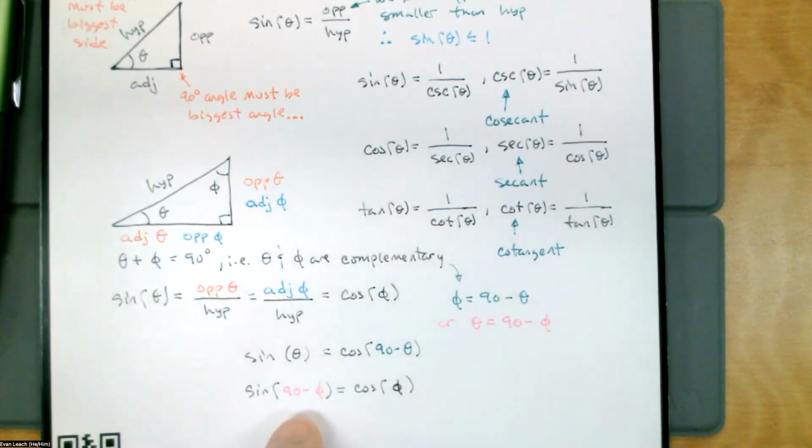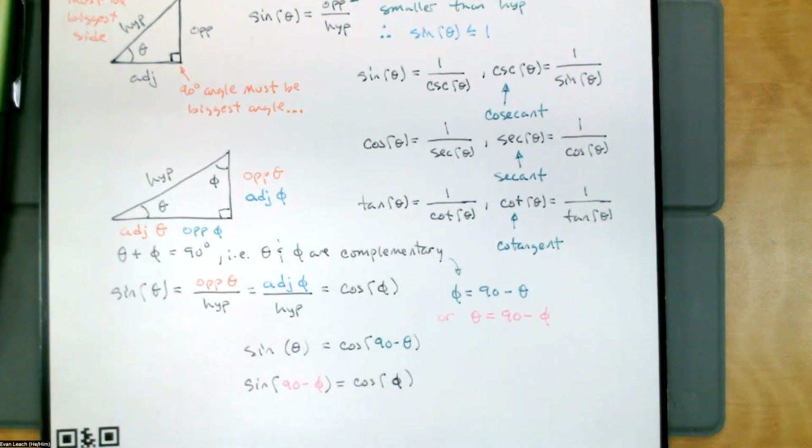The sine of an angle is equal to the cosine of the complement of that angle. That's how we would have to say that in words if we didn't have the benefit of the technology of algebra.